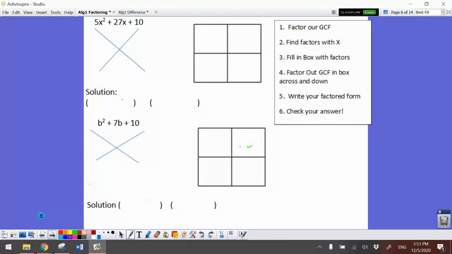Okay, here's a couple more. Go ahead and start your process and I will catch up with you. All right, let's see how you did.